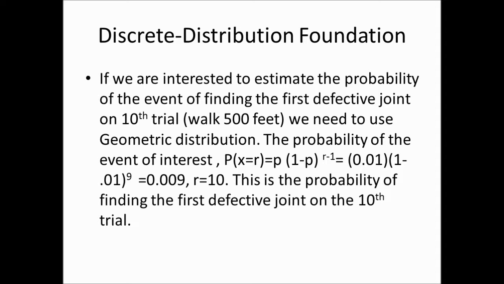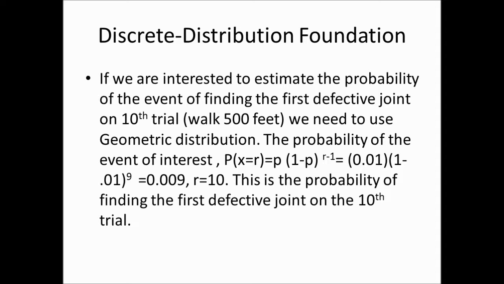So the probability of interest is finding the first defective joint on the 10th trial. You're fixing which trial number, which happens to be the 10th, and that 10th trial happens to be the first time we find a defective joint. And that probability using the distribution comes out to be 0.009.